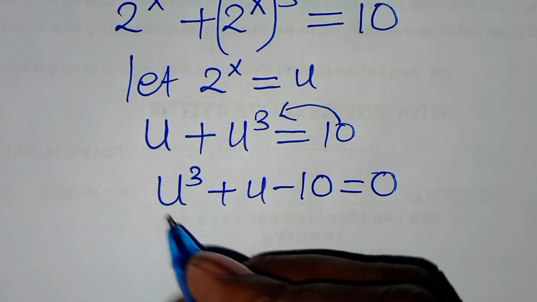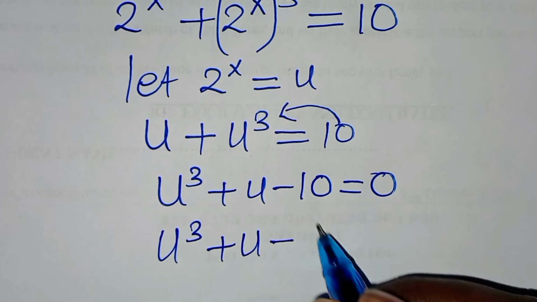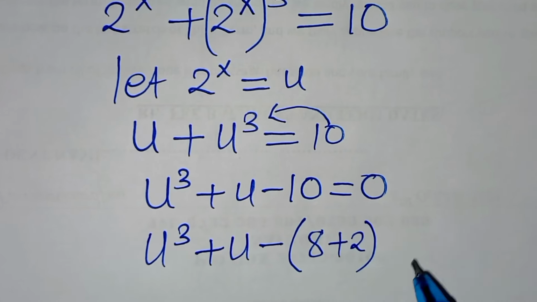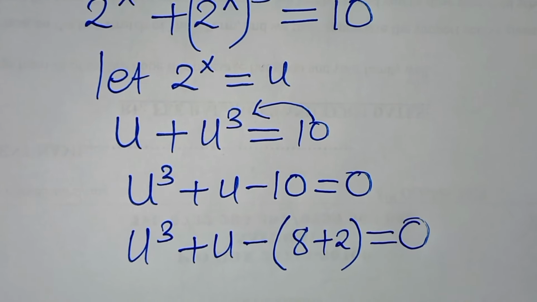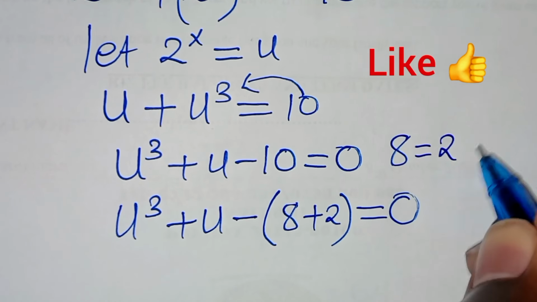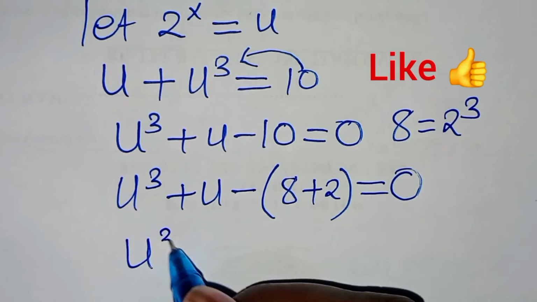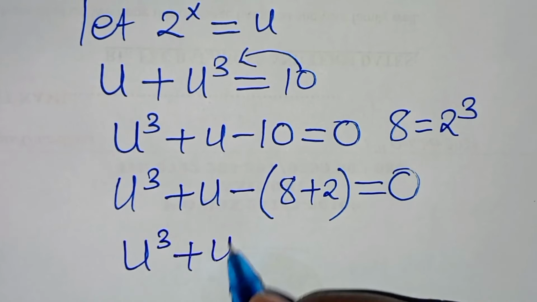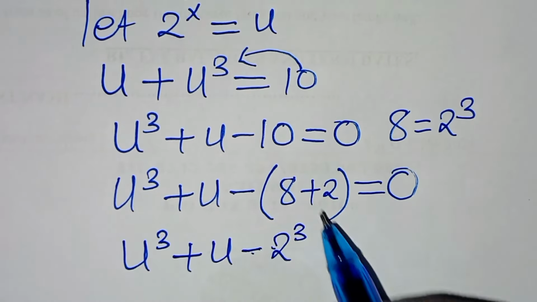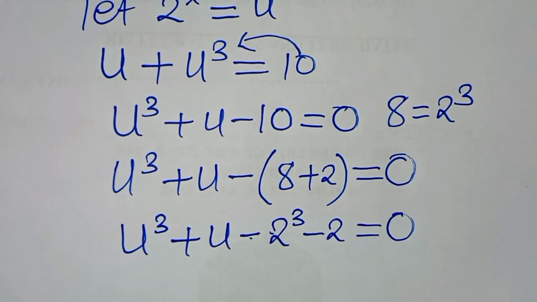So you find that here we have u to the power of 3 plus u minus 10. We can express 10 as 8 plus 2. This is equal to 0. Now, from here, we can express 8 as 2 to the power of 3. So this implies that we have u to the power of 3 plus u minus 8, which is 2 to the power of 3, minus times plus 2, this is minus 2. This is equal to 0.